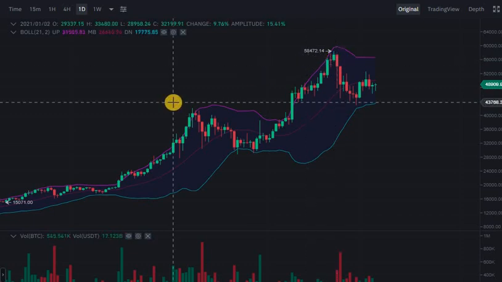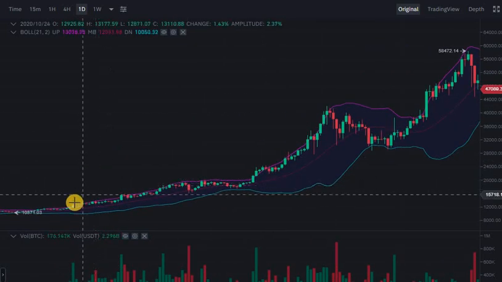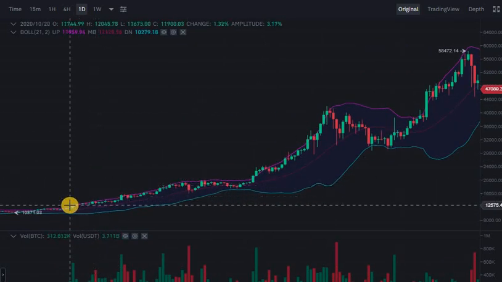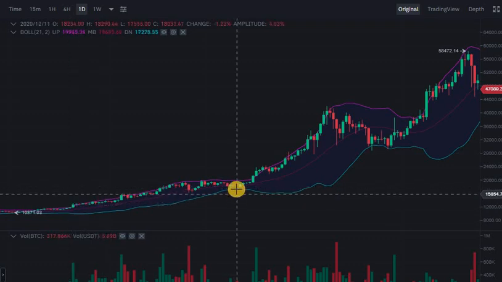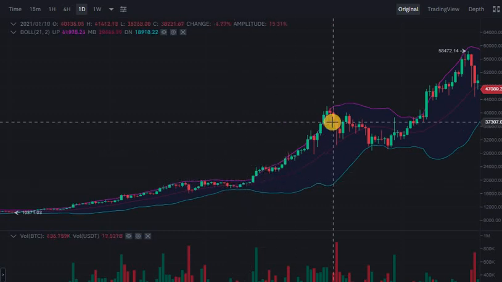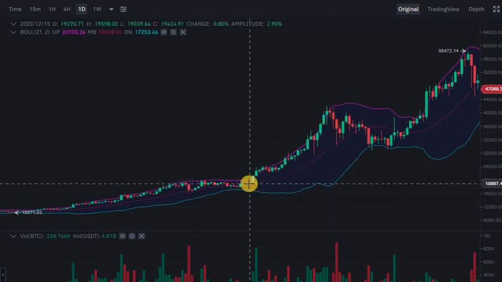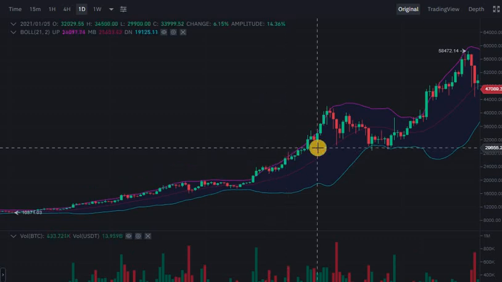One more thing you need to know when using this indicator is when the Bollinger Bands start to squeeze, that means a big move is about to begin. Exactly like this. If you look at this chart, as it was tightening up right here, the big move came afterwards. When the big move happened, the bands expanded, and that is exactly how the Bollinger Bands work.